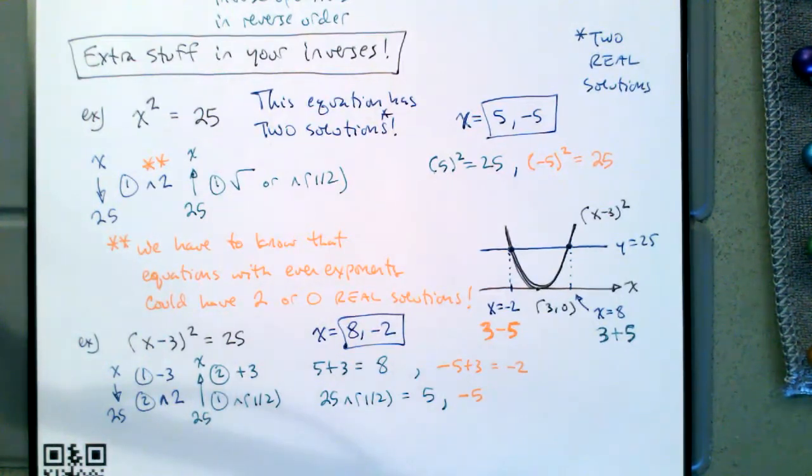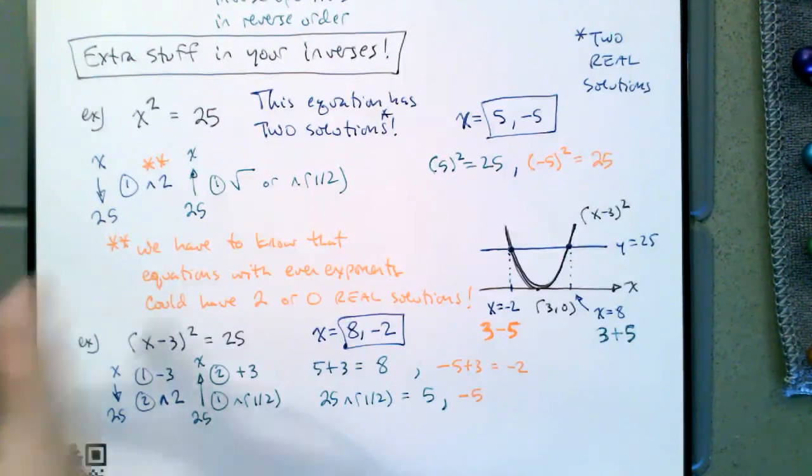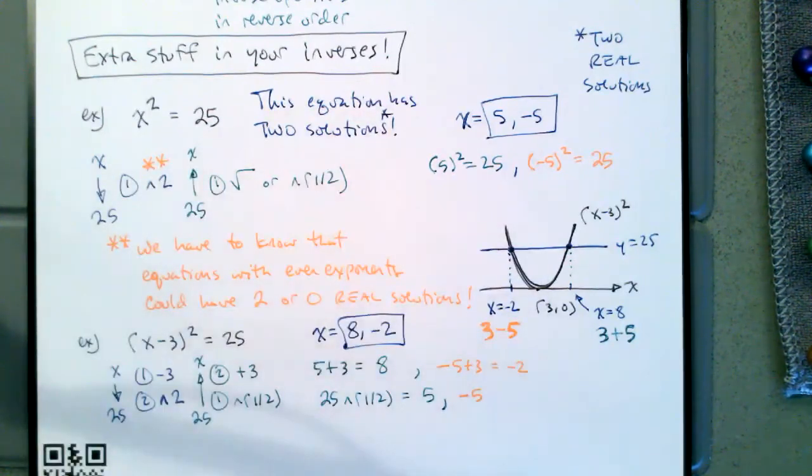So we got to watch out for extra stuff in our inverses. So this x squared throws a wrench into this perform inverse operations in reverse order, because an x squared could have 2 real solutions or it could have 0 real solutions. If I said x squared equals -25, all of a sudden there are no real numbers that fit that description. Where do trig functions come into this?